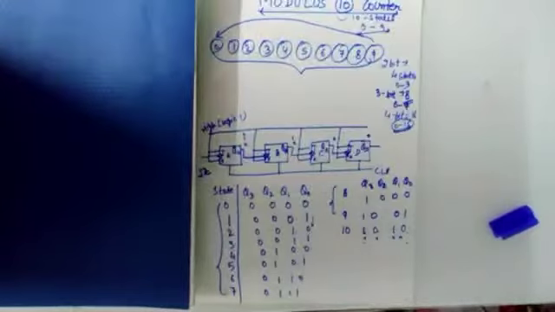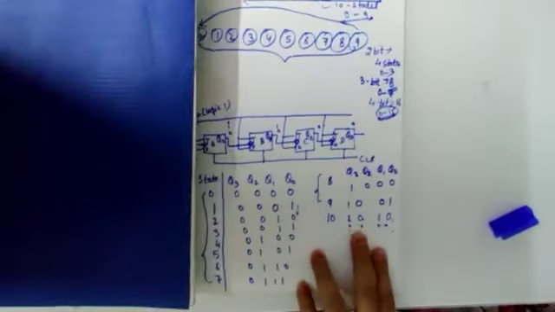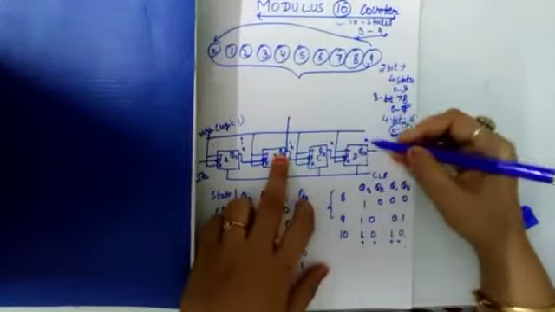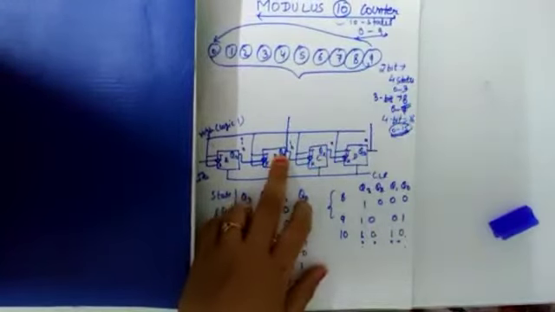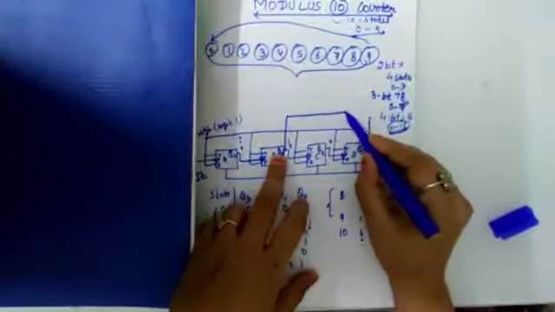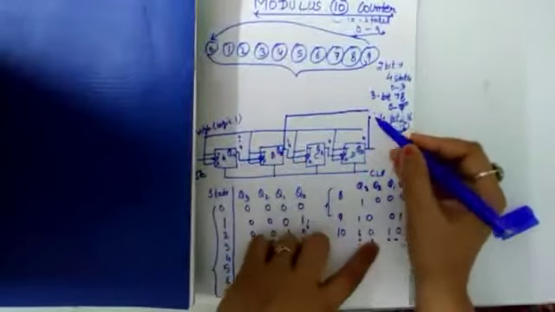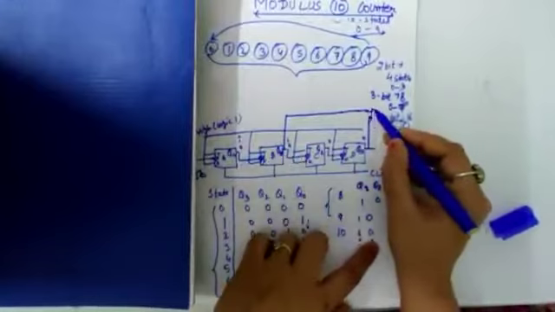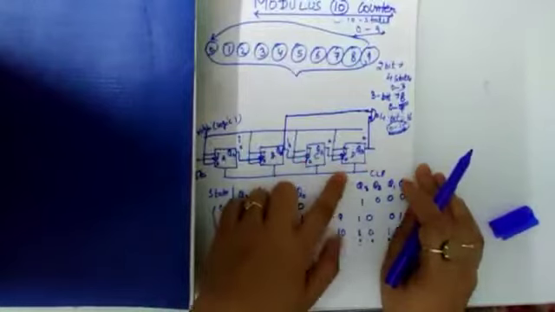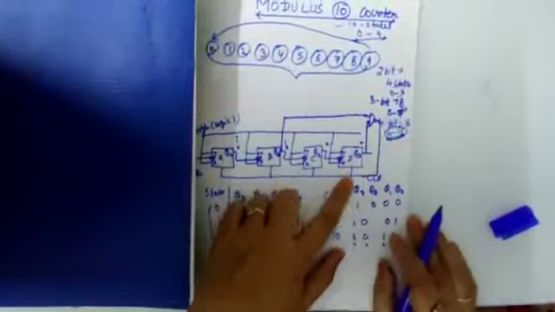So what will we do? See, there are ones across Q3 and Q1. So we will select the Q3 output and Q1. These two outputs are 1, and we have to make these outputs 0. So we have to use a NAND gate. I am just taking a NAND gate across Q1 and Q3. They are connected to a NAND gate and it is joined to the clear low.